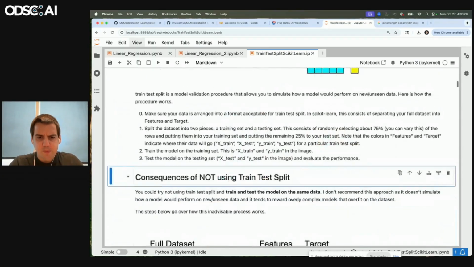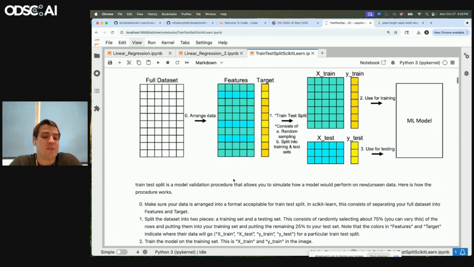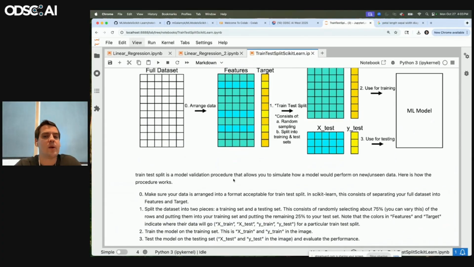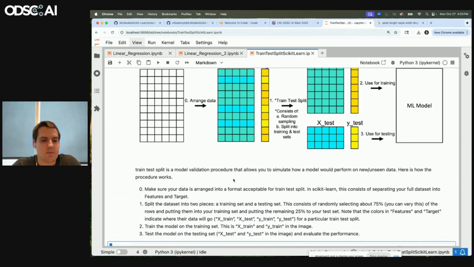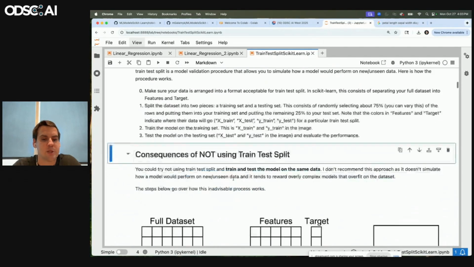So again, the whole point of this is that we want to simulate how a model will do on data it hasn't seen before. So we kind of have to make a situation where we can evaluate how the model would theoretically do on data it hasn't seen before. You want to make the model generalize on data, essentially.